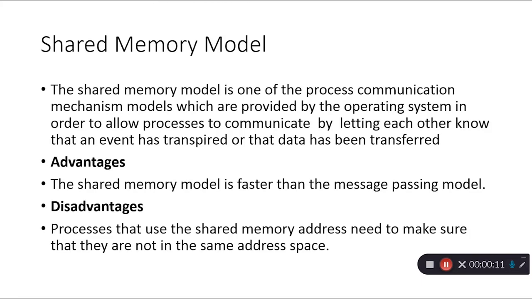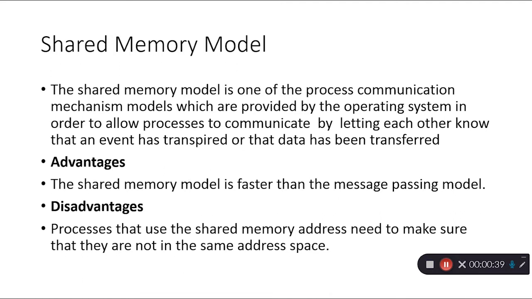Shared memory model. The shared memory model is one of the process communication mechanism models which are provided by the operating system in order to allow processes to communicate by letting each other know that an event has transpired or that data has been transferred. The shared memory model allows multiple processes to simultaneously communicate.